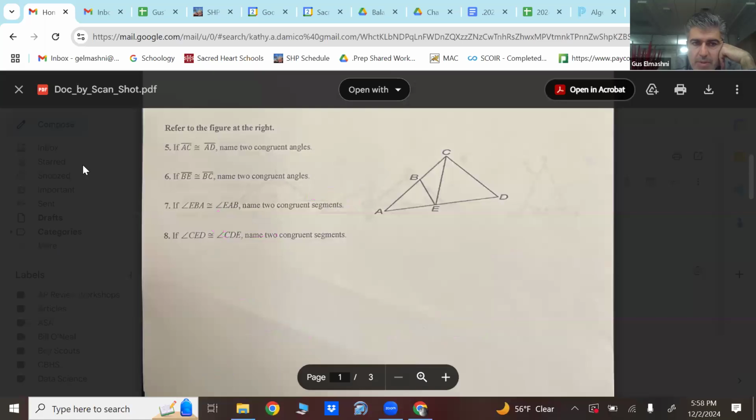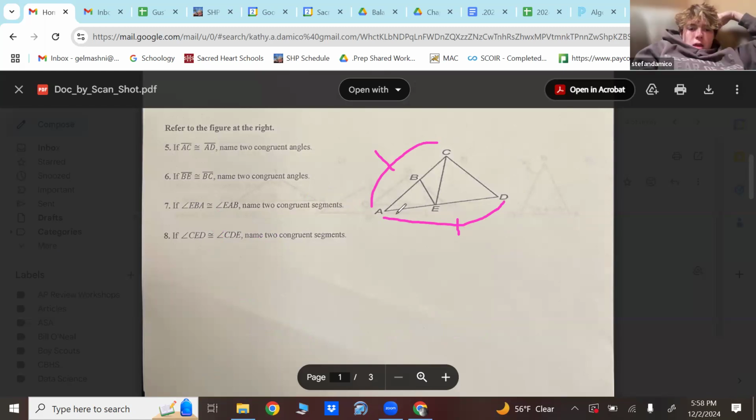Okay, so if AC equals AD, then what angles would be congruent? A and D, AD and AC. Wait, AC and D, CD. No, angles. Oh, angle A and D. No, okay, you're just guessing.